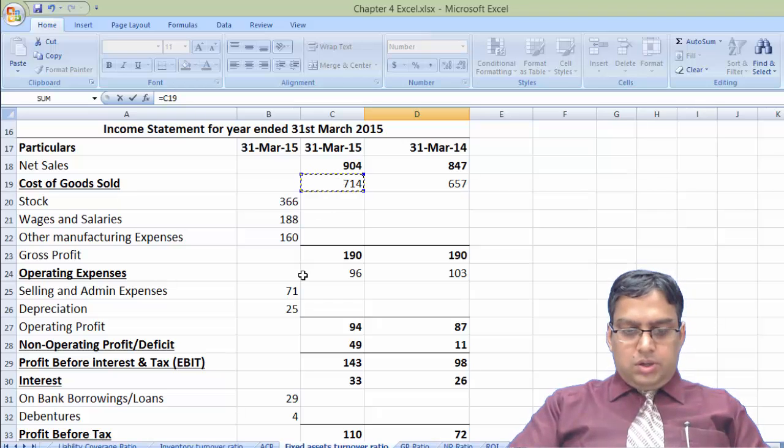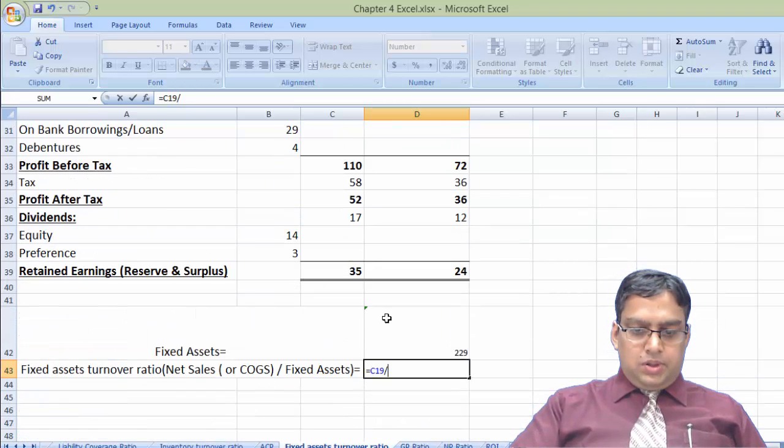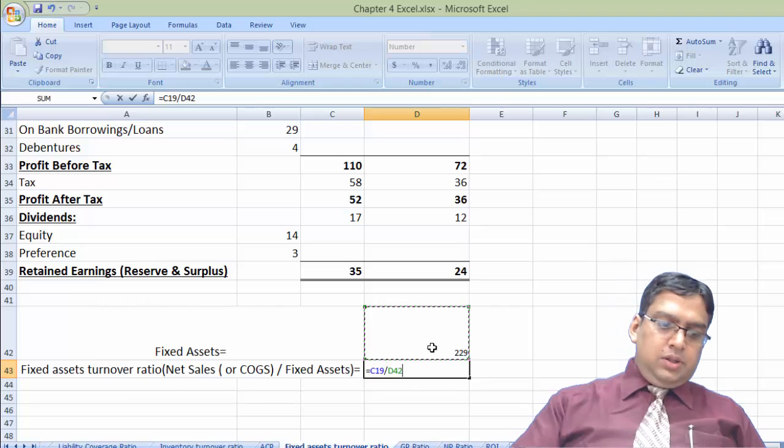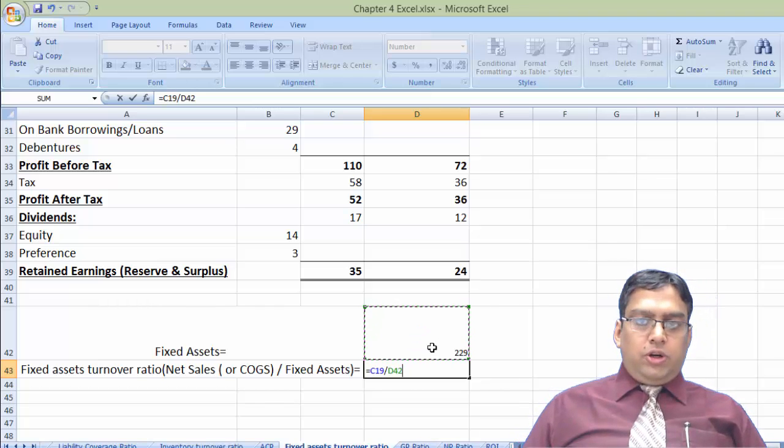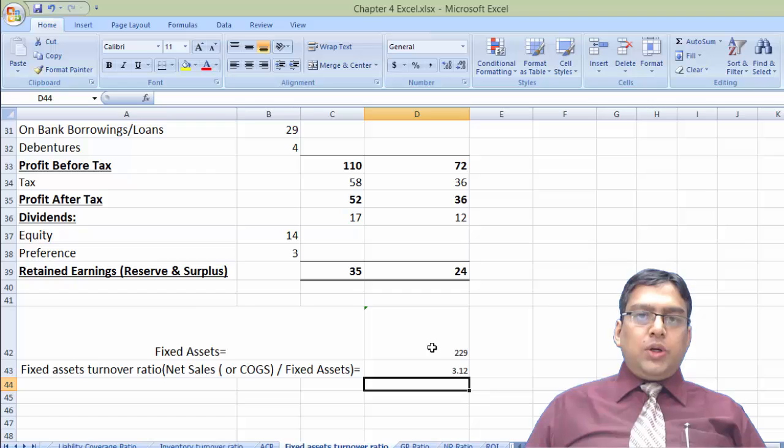C19 divided by fixed asset, that is D42. Your output is 3.12. Fixed asset turnover ratio is 3.12.